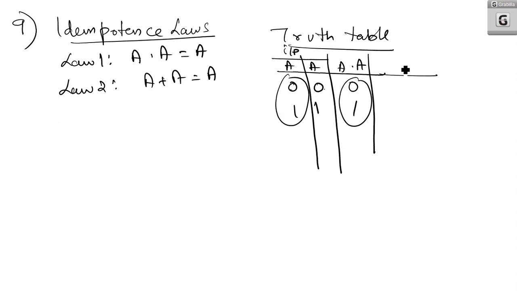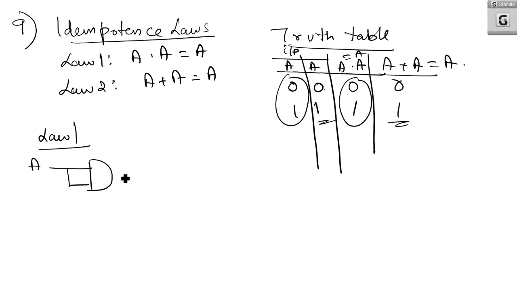Similarly, what is A or A? 0 or 0 is 0. 1 or 1 is 1. So this also is the same. Therefore, we can say that A dot A is equal to A as well as A or A is equal to A. That means if you are drawing a logic circuit for the first law, you are having A as input.